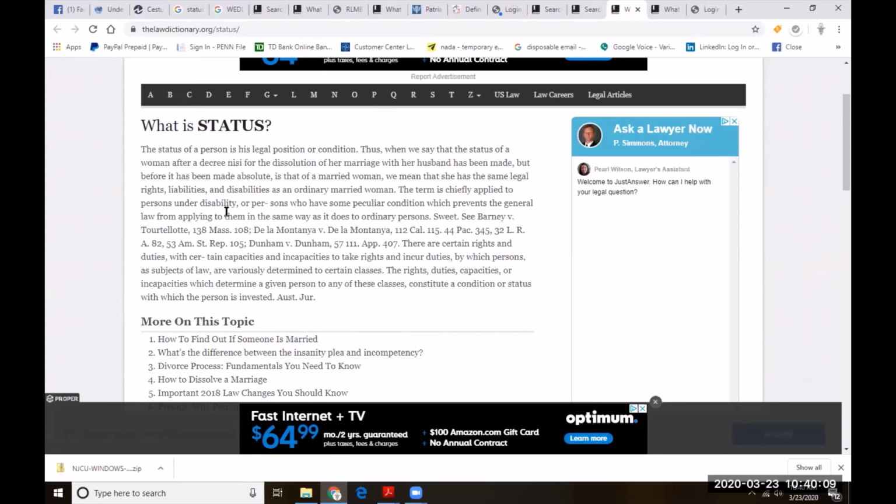So now, if this is the status, meaning the status of a person in his legal position or condition, and you want to correct it, that would mean that there's something wrong with it, right? There's something wrong with your status and you'll want to correct it. Status correction. Okay, so how is your status determined? Let's go here.